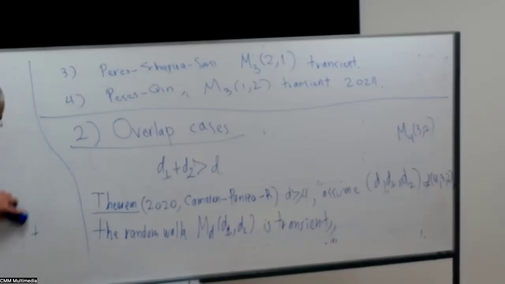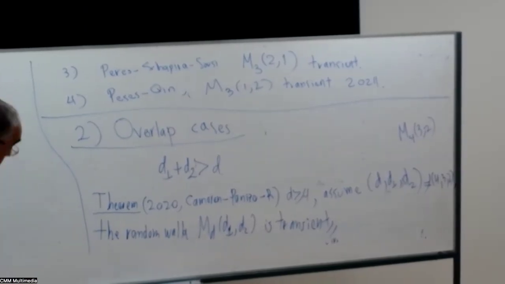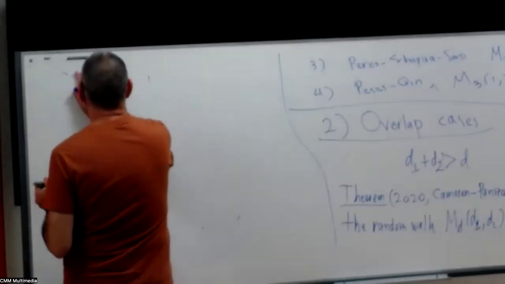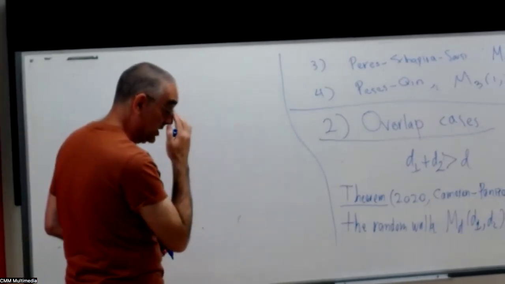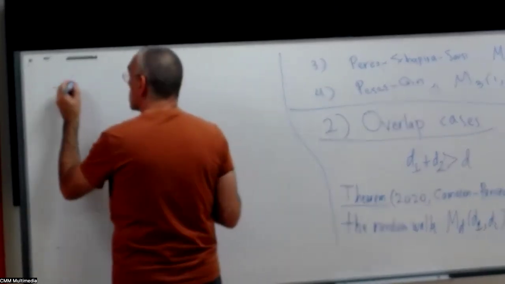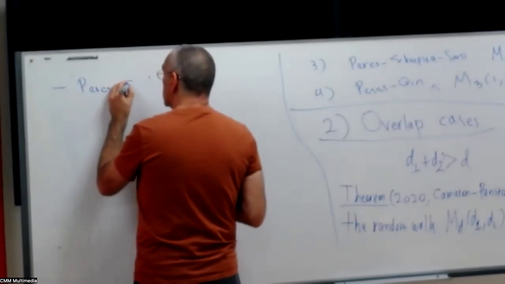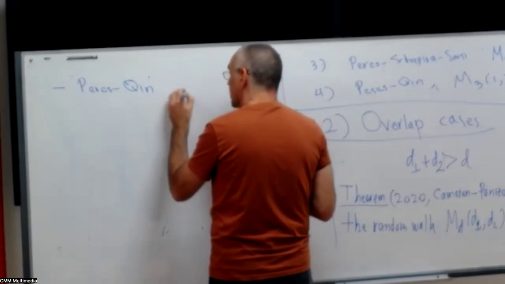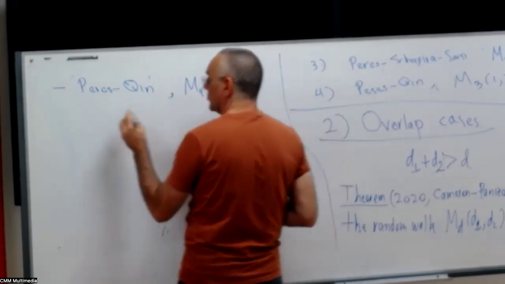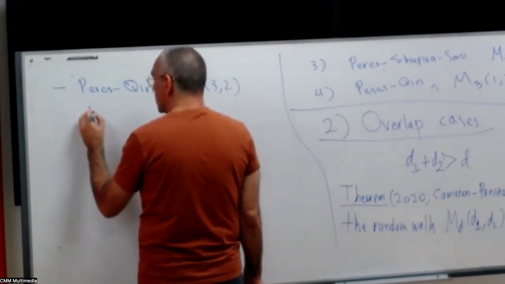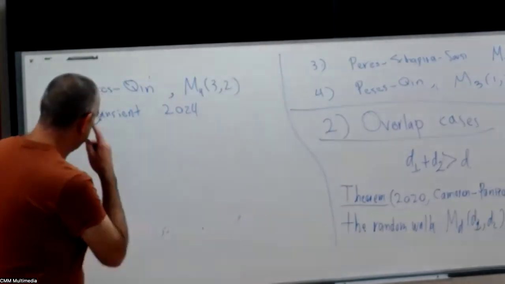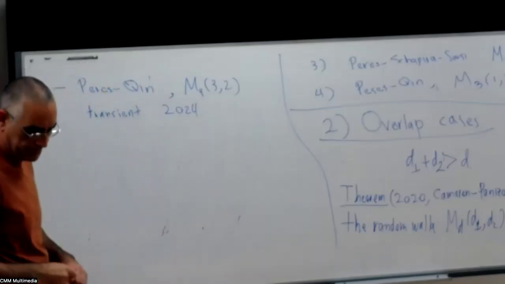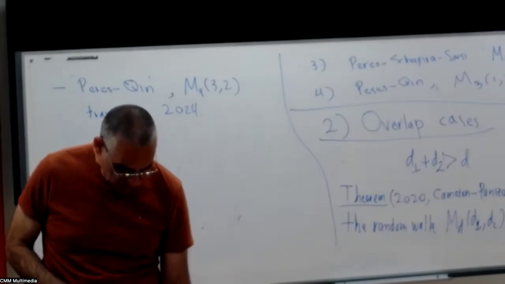So let me quote here. This is another recent result of Perez and Chuching, and I understand they do some variation of the method of Benjamini, Kozma and Schapira. Perez and Chuching looked at exactly the M432 case, showing that it is transient. So this is 2004.